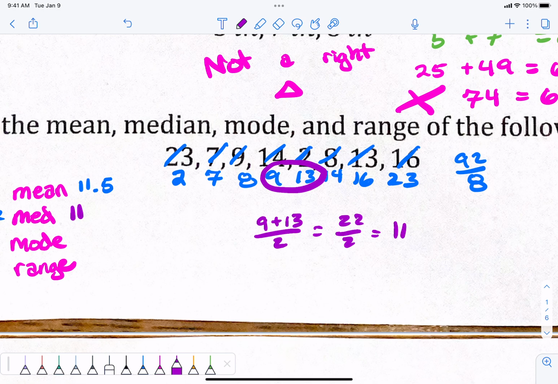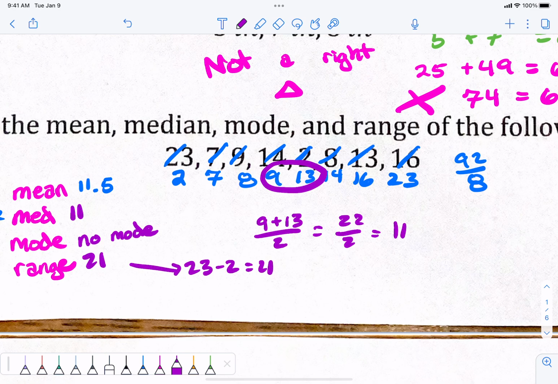Okay, the mode is the one that occurs the most. No mode. Or you put none. Is it okay if I put a circle with a slash? Yep, that works too, just as long as you don't put 0, because 0 could be a mode. The range is 23 minus 2, which is 21.